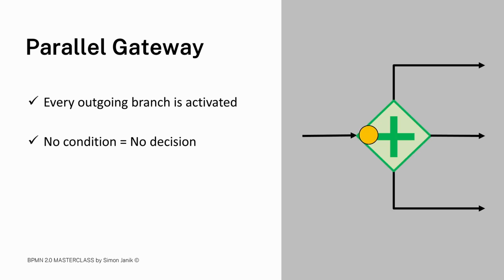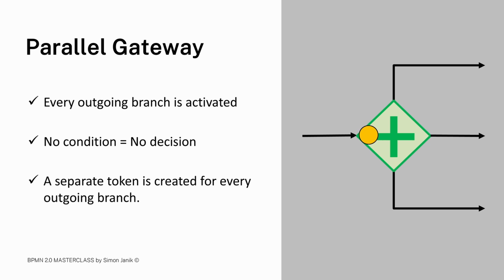When the process flow reaches a parallel gateway, something important happens. A token is created for each outgoing branch. And as I said before, this means that all outgoing branches are activated simultaneously. So if the gateway has 3 outgoing paths, we now have 3 tokens, one moving along each branch. These tokens continue independently until they reach a point where they need to rejoin.